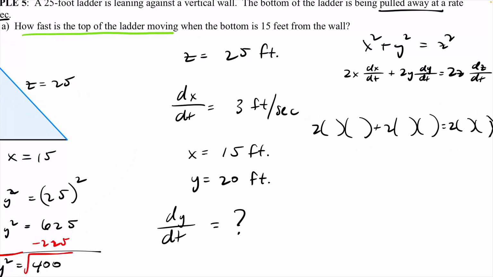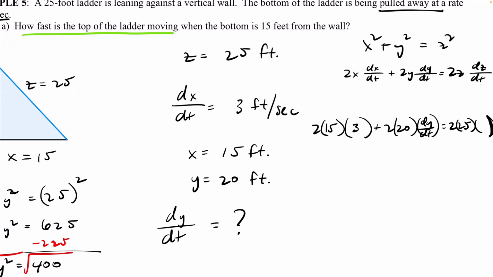Okay. So 2 times x, which is 15, times dx dt, which is 3, plus 2 times y, which is 20, times dy dt. I don't know that, right? So that one's going to stay dy over dt. I don't know that guy. 2 times z, I know z is 25. Good thing I figured out all of that. What is dz dt? I don't have dz dt on my list.